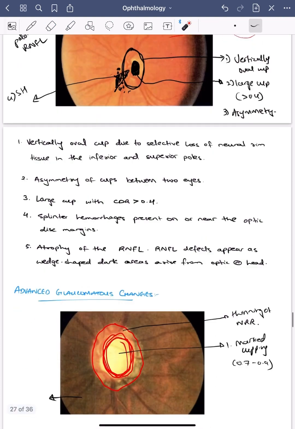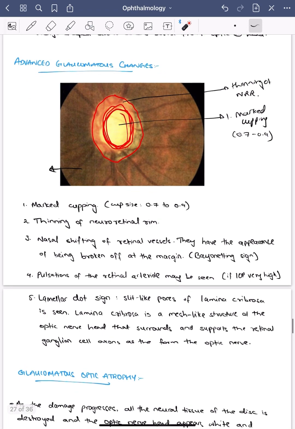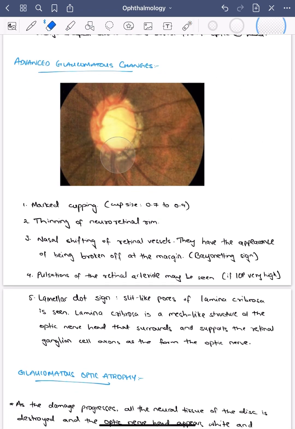Now coming to the advanced glaucomatous changes. Now the advanced glaucomatous changes, there is marked cupping, that because of progressive damage to the retina, there is marked cupping, and hence the cup size becomes around 0.7 to 0.9.